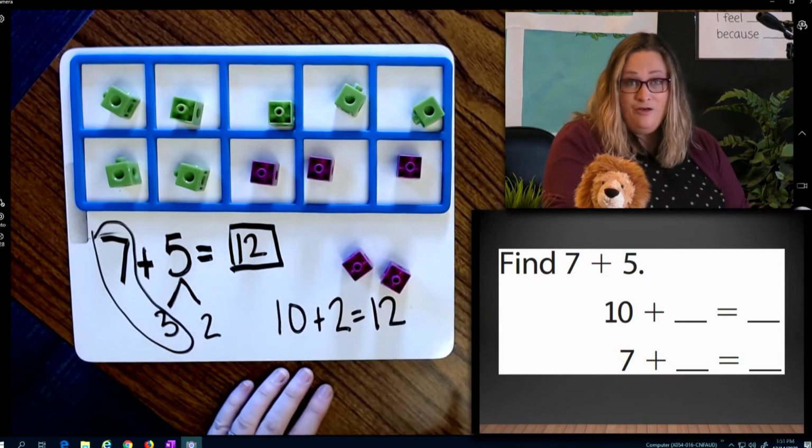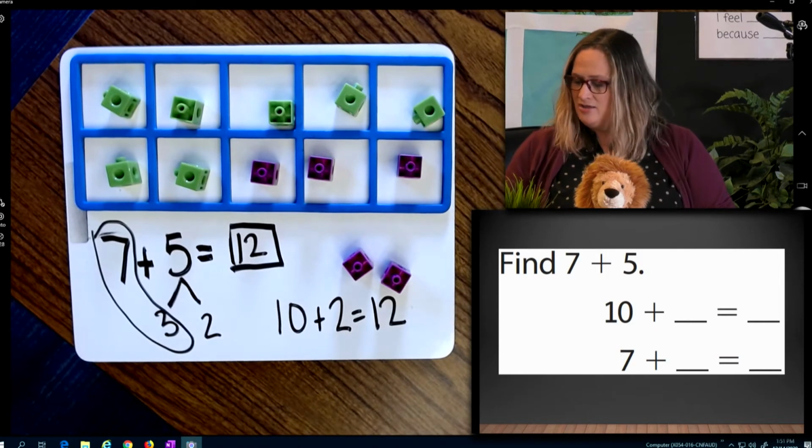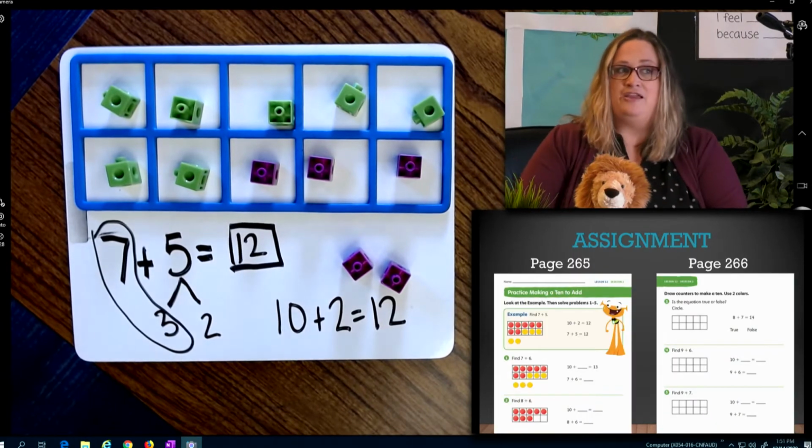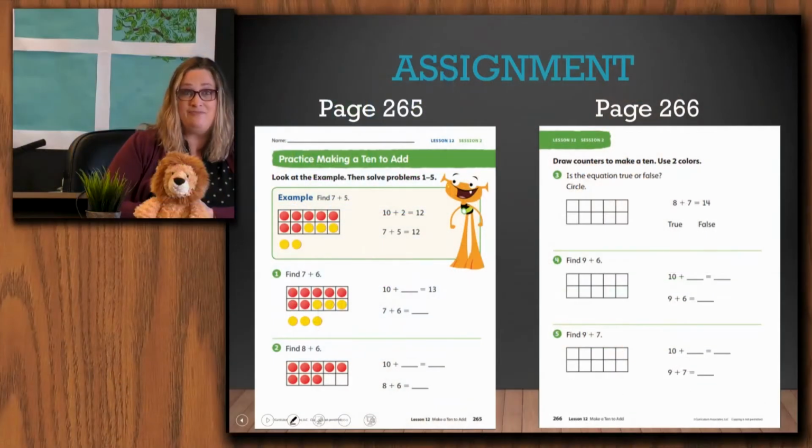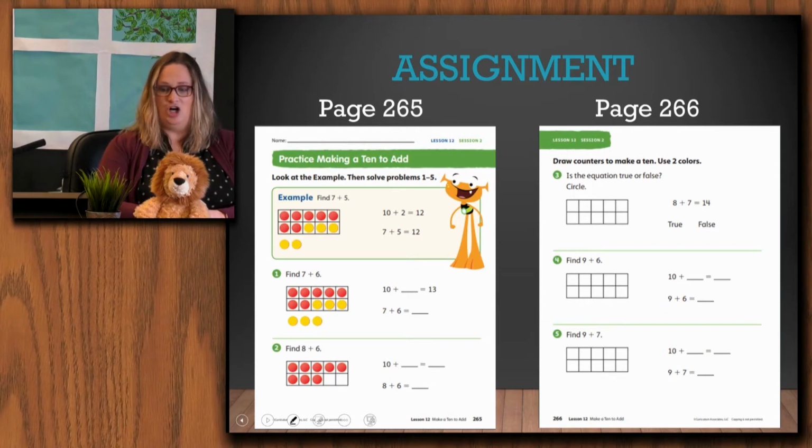Did you get 12? Nice job, first graders. All right, your homework today is to do page 265 and 266, doing the same thing we just did. Now, if this isn't making sense to you, now would be a good time to get in contact with your teacher. Okay? Awesome.